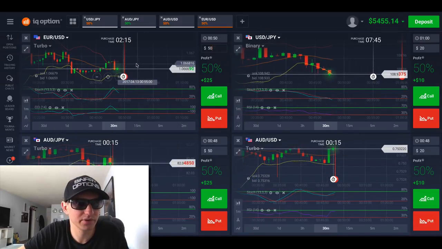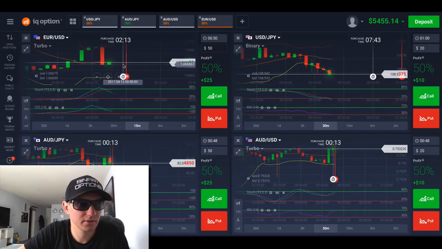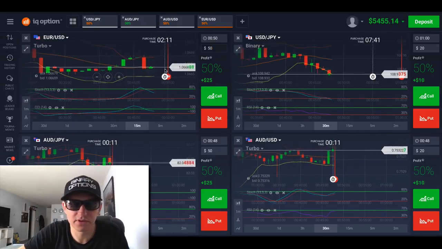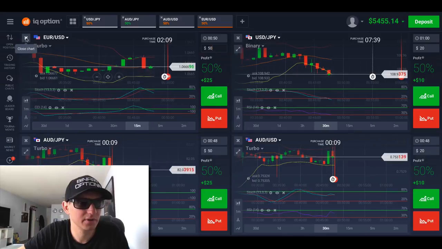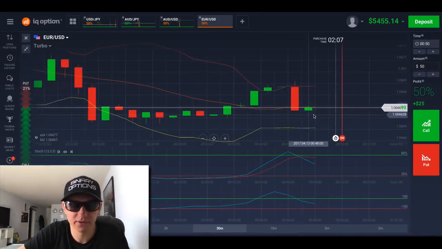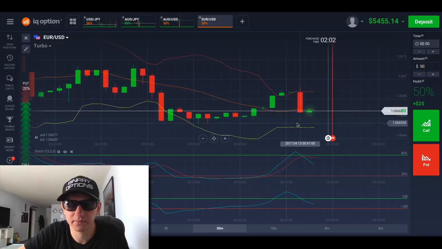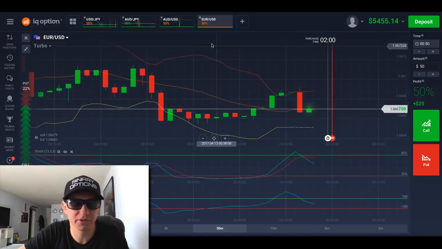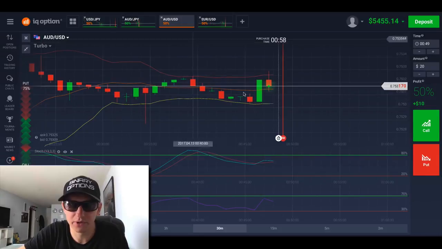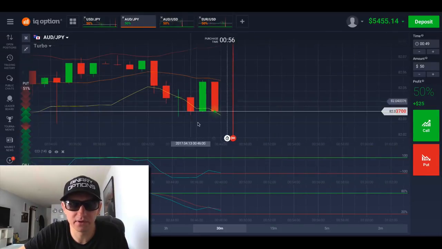GBP, Euro USD. Okay, so it looks like we missed the moment on Euro USD because there was a big drop down that happened right away. Okay, we're gonna skip it.